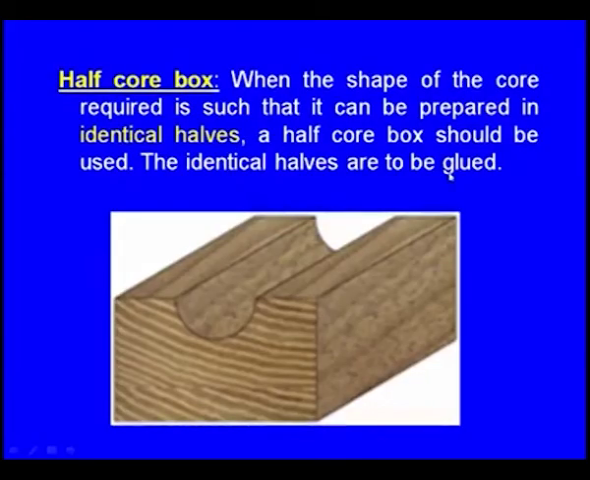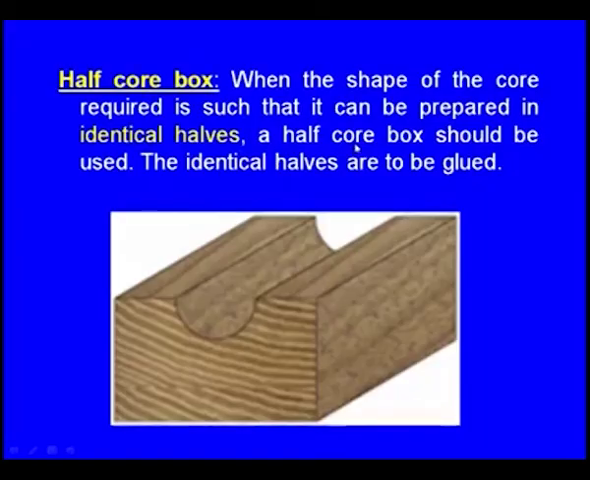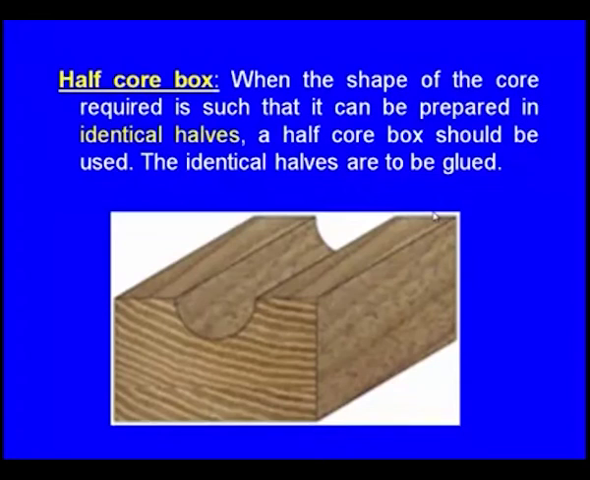Finally, we will see the types of core boxes. The half core box: when the shape of the core required is such that it can be prepared in identical halves, a half core box should be used. The identical halves are glued together; here we can see a simple core. We can make two halves using the same core box and these two halves can be glued together. So, this is the half core box.